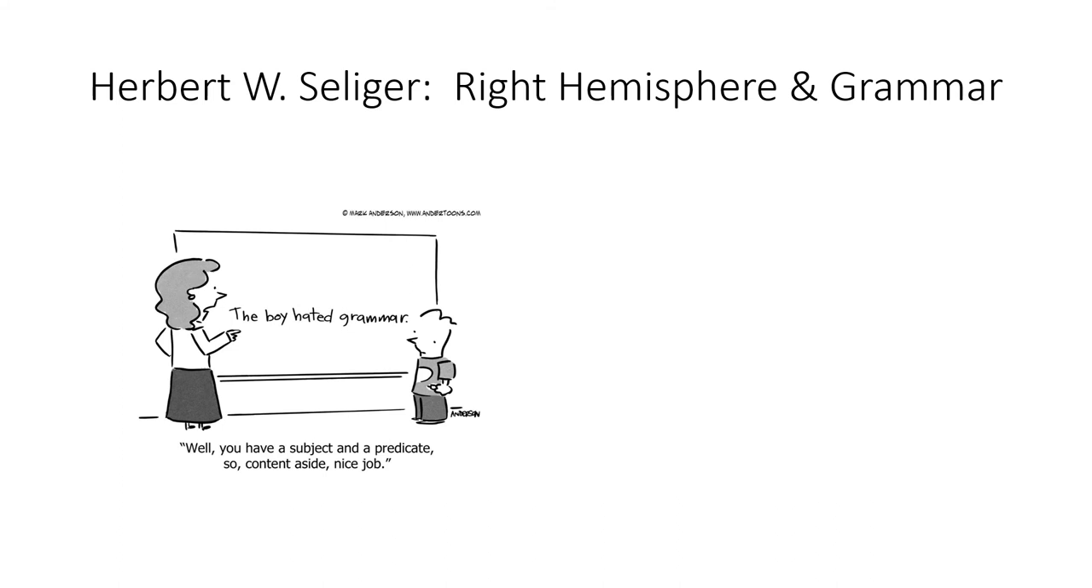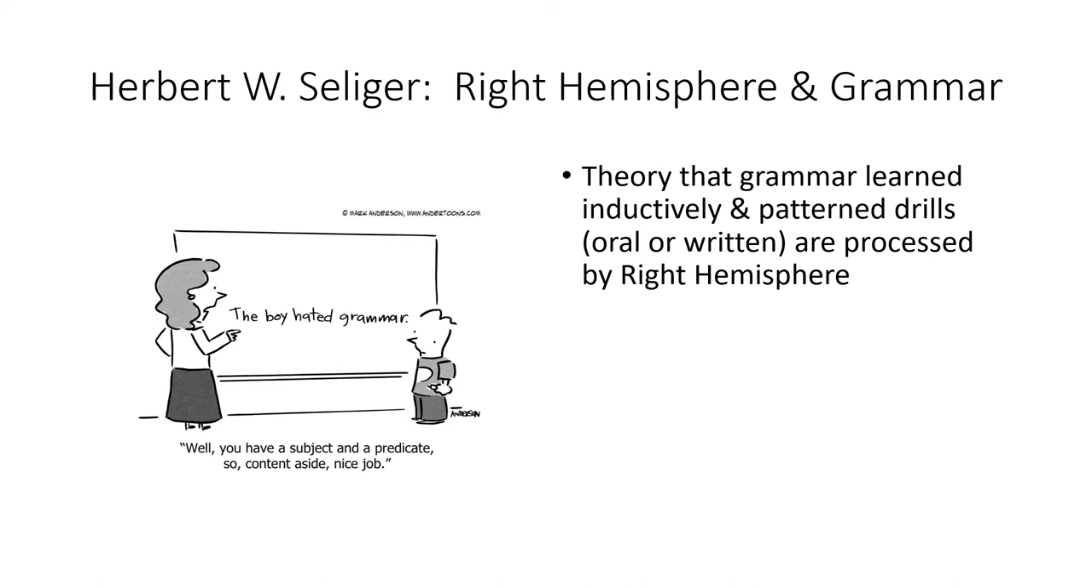So one of the researchers that has been involved with the neurofunctional theory of linguistics is a gentleman named Herbert Seliger. Seliger actually talked about why it is that learners can be in a classroom, they can drill a concept either in writing or orally, but when they are removed from the immediate context, why is it that they have difficulty with the item? The theory is that when it's learned inductively, grammar and pattern drills, both oral and written, are processed by the right hemisphere.